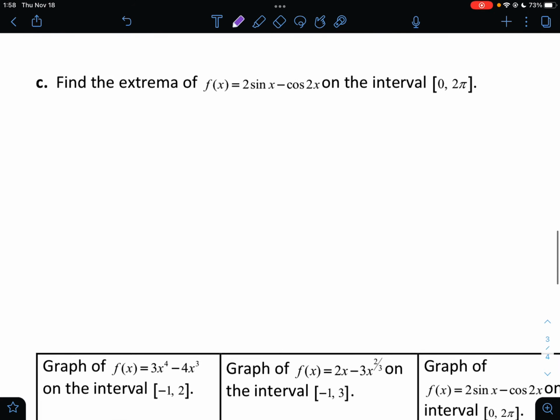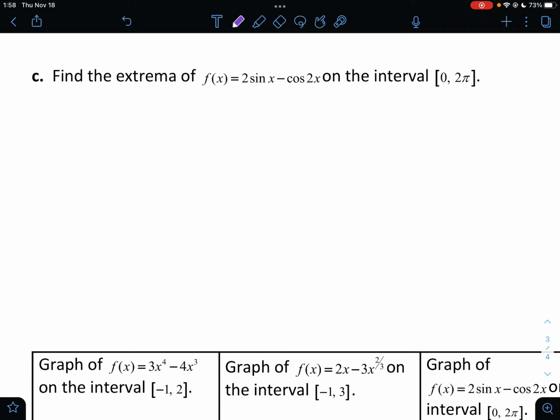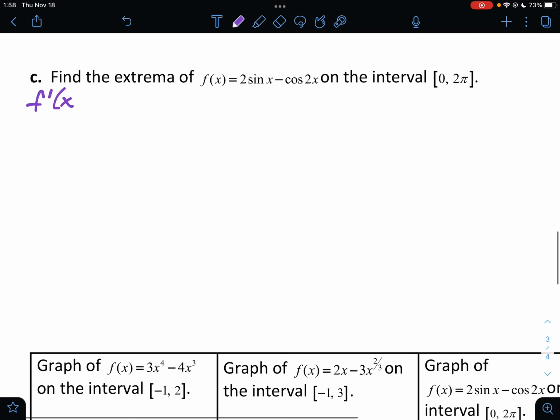All right, question 3. So find the extrema of this function. Here we already have 2 candidates, 0 and 2 pi, because those are our endpoints. Let's see if there's any more candidates. By taking our derivative, which would be 2 cosine x minus sine 2x, minus negative sine 2x times 2. So that'd be plus 2 sine 2x. Okay? That'll never be undefined because cosine and sine are always defined. So we're good there.